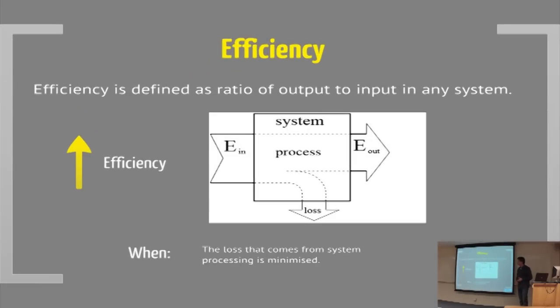Well, first define exactly what efficiency is. Efficiency is defined as a ratio of output to input in any system. And so efficiency increases when the loss that comes from a system processing is minimized. So this comes from energy thermodynamics. Essentially, energy goes into some sort of process and energy comes out and there's a loss of energy in between. For any kind of plan or strategic planning, you're essentially planning a system: a bunch of logical modules or sections that process some sort of thing until you get some sort of output that you want, essentially. So that's efficiency.